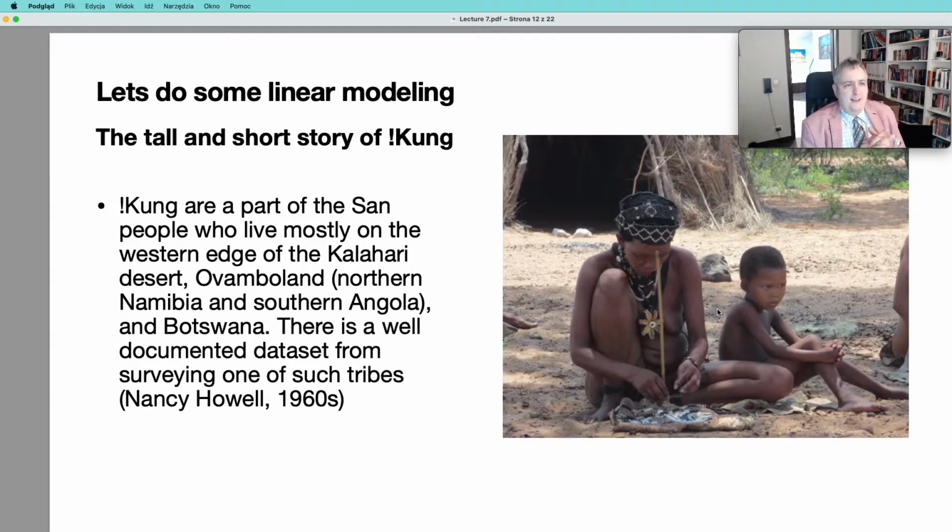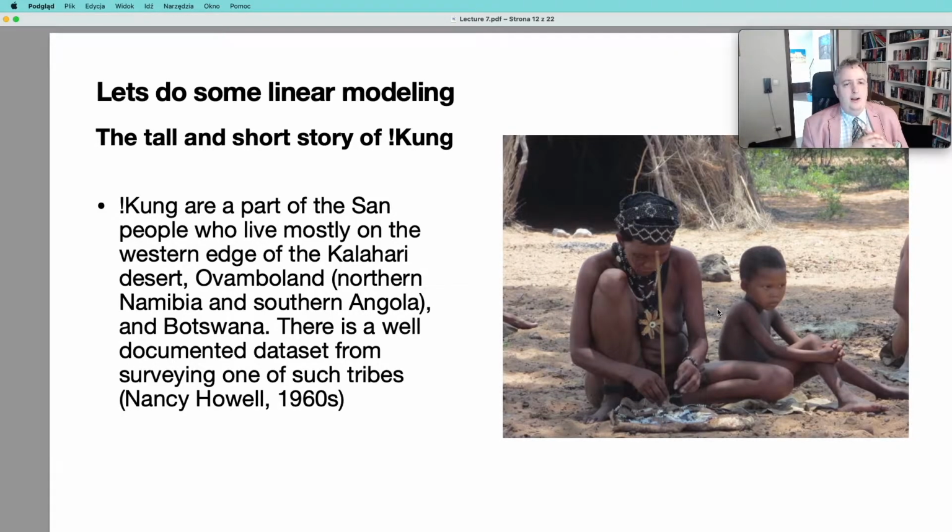Okay, so let's move to an example. Our example here will be modeling of people's height and the relationship of height and weight in people. This is not something extremely complicated. We will, however, focus on the data set obtained by Nancy Howell in the 60s, describing the parameters of Kung people.